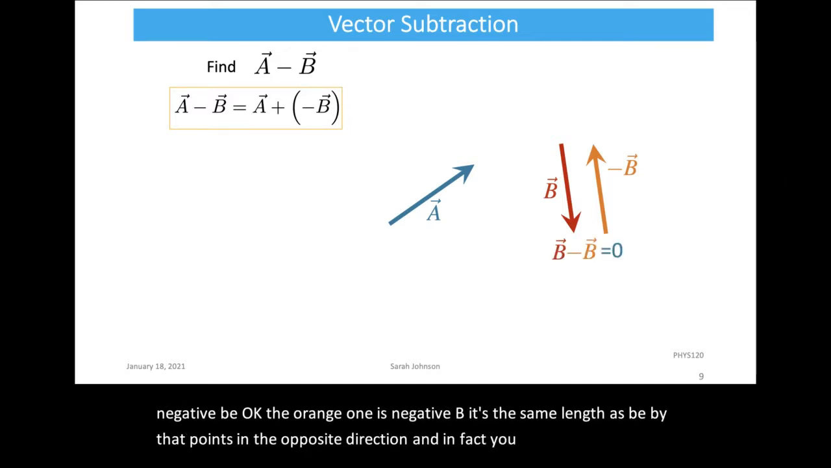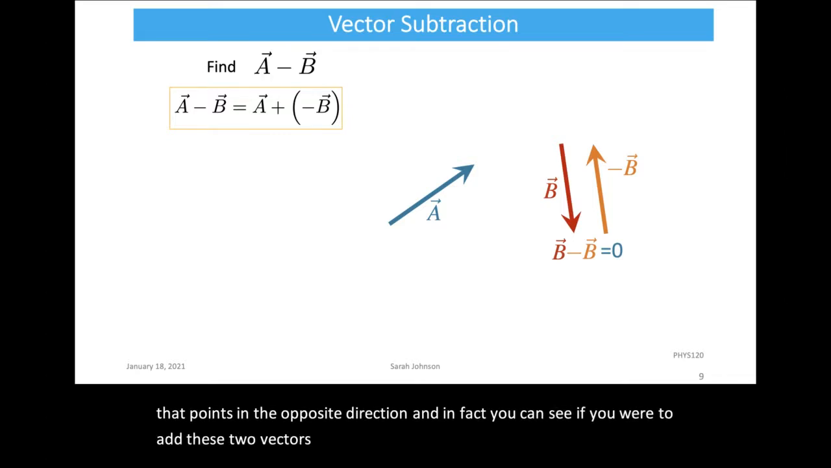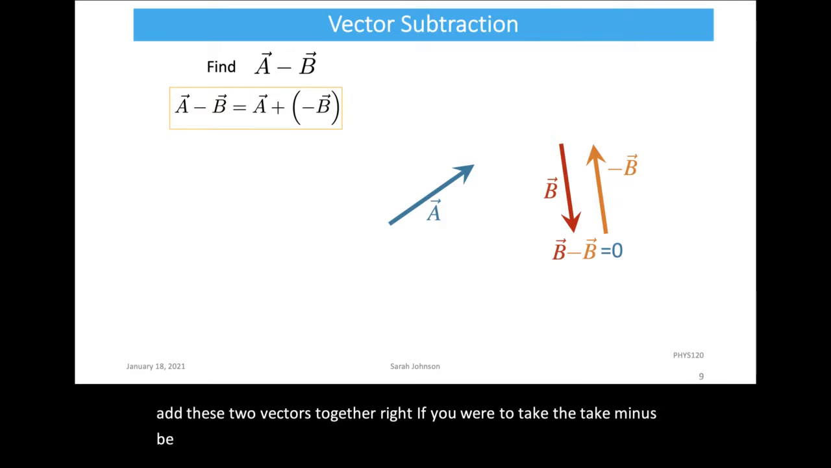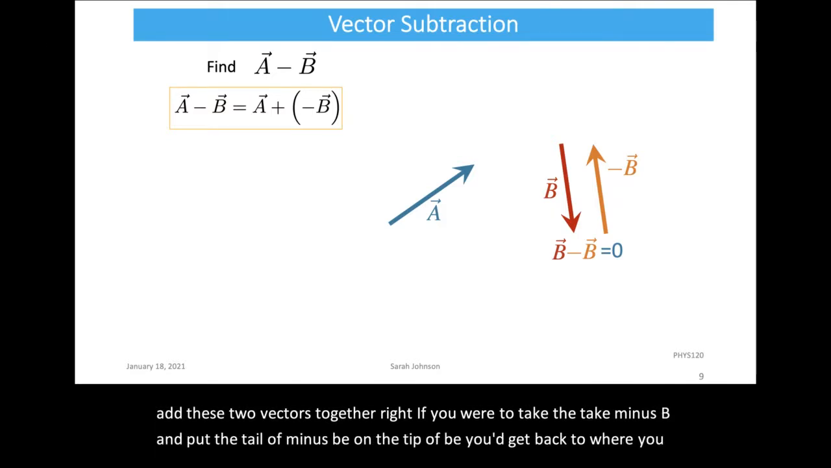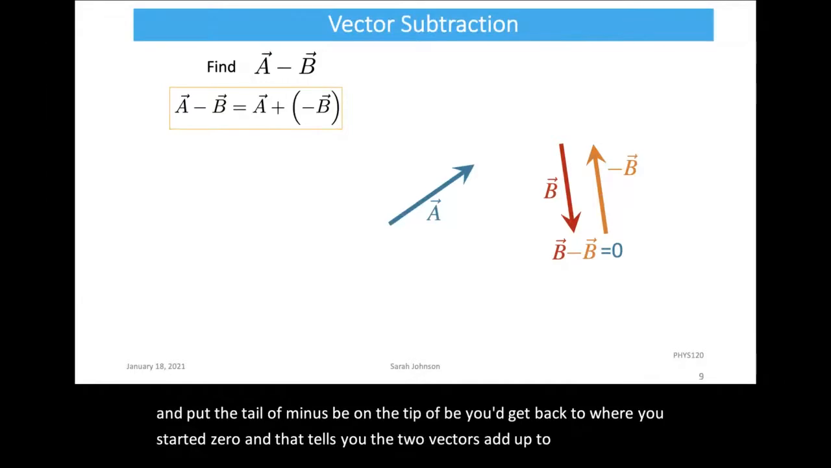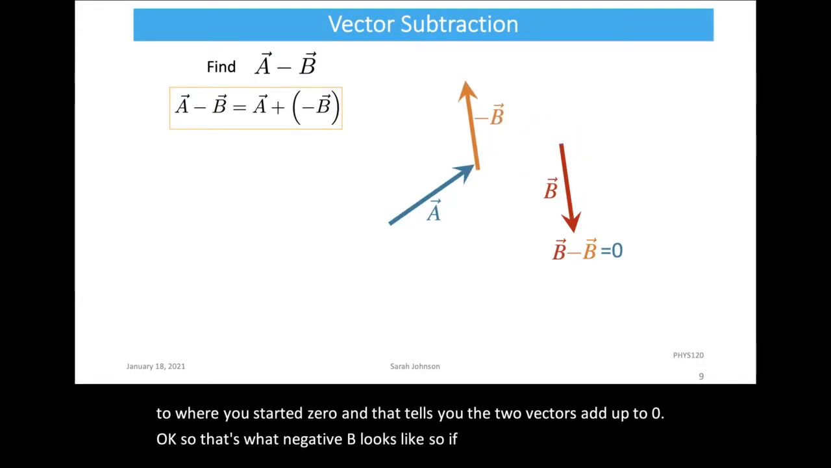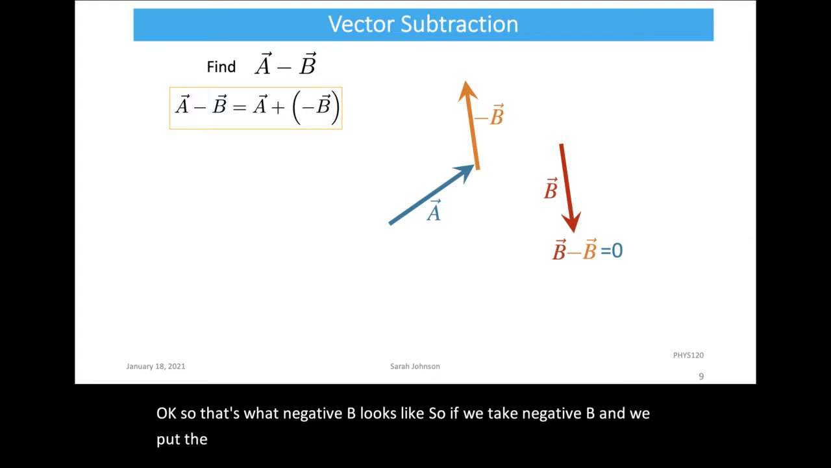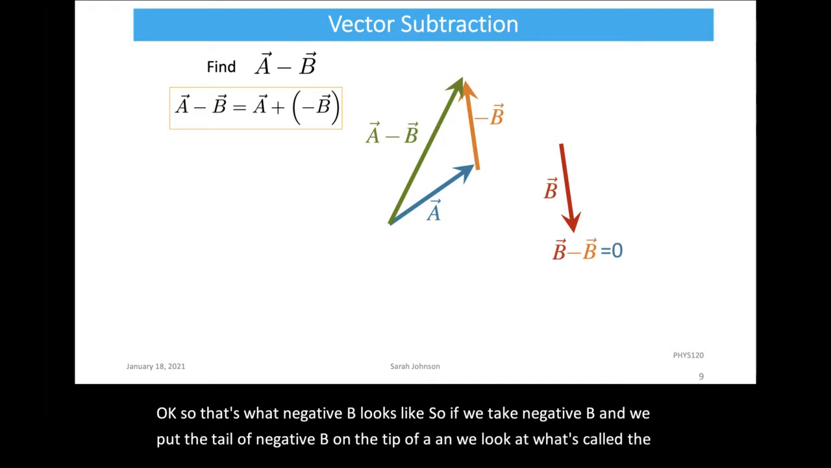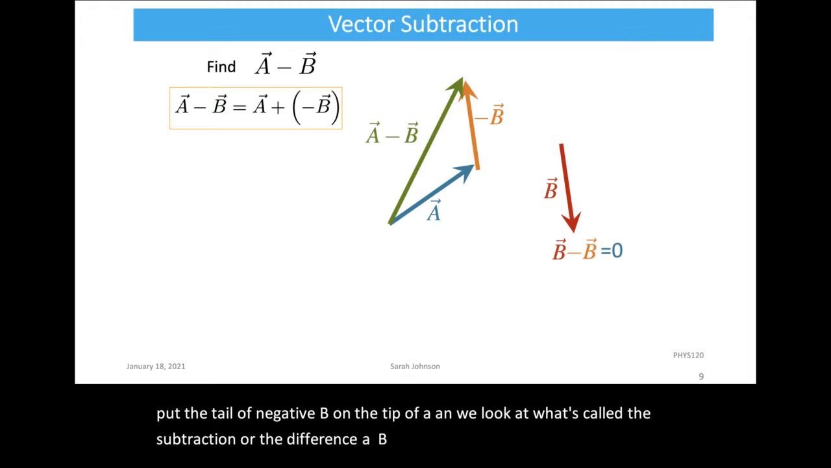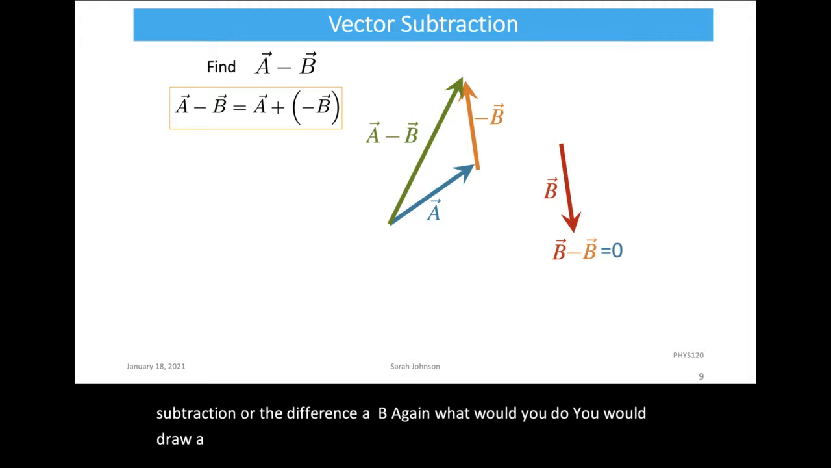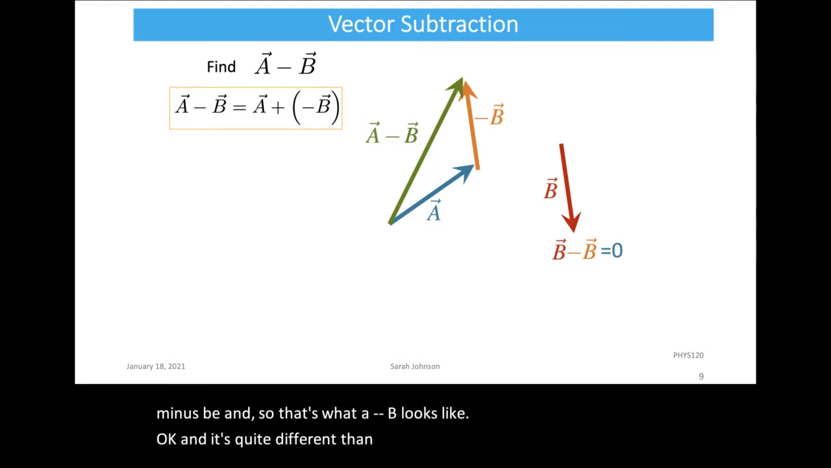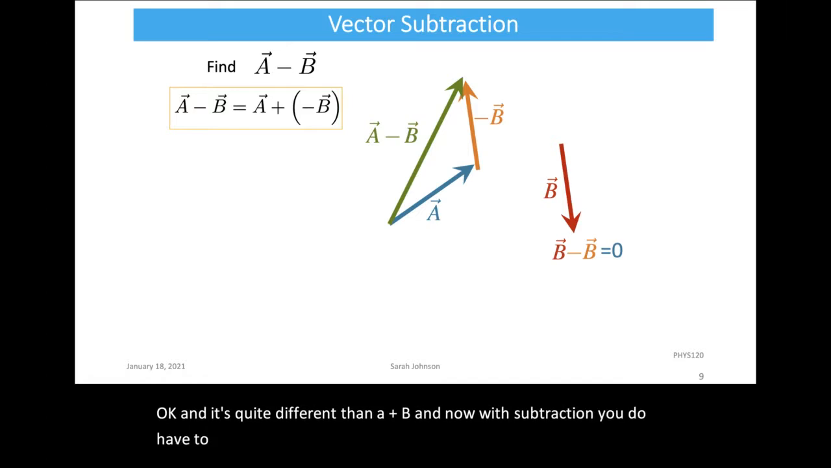And in fact, you can see if you were to add these two vectors together, if you were to take minus B and put the tail of minus B on the tip of B, you'd get back to where you started. That tells you the two vectors add up to 0. So that's what negative B looks like. If we take negative B and put the tail of negative B on the tip of A, and we look at what's called the subtraction or the difference, A minus B, what would you do? You would draw a vector that starts from the tail of A and goes to the tip of minus B. And so that's what A minus B looks like. It's quite different than A plus B. And now with subtraction, you do have to worry about the order.